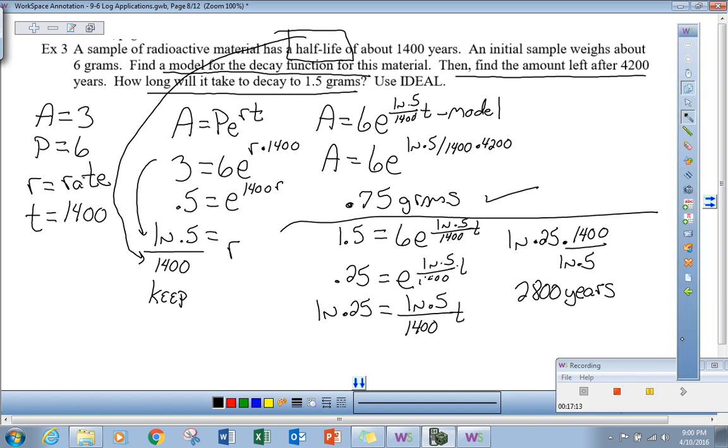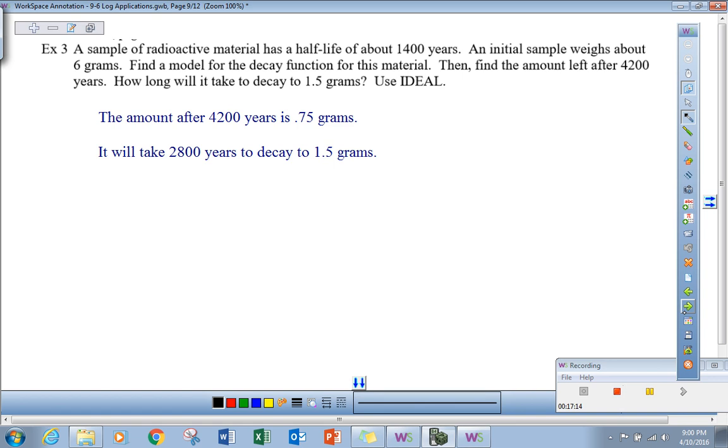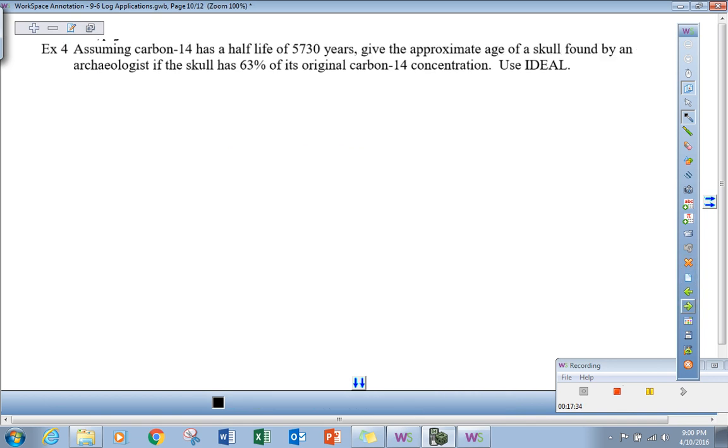On my next page here, though, I've got what it looks like in a sentence. The amount after 4,200 years is 0.75 grams. Based on our numbers, it wasn't approximately. And then that'll also take 2,800 years to decay to 1.5 grams. So there's 3 out of the 4. We're going to use our little shortcut on the next one and be done.